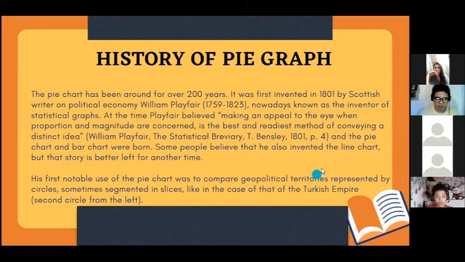His first notable use of the pie chart was to compare geopolitical territories represented by circles, sometimes segmented in slices, like in the case of the Turkish Empire, second circle from the left.